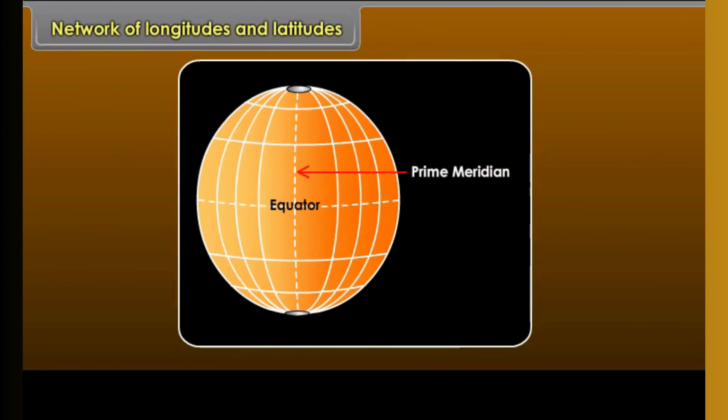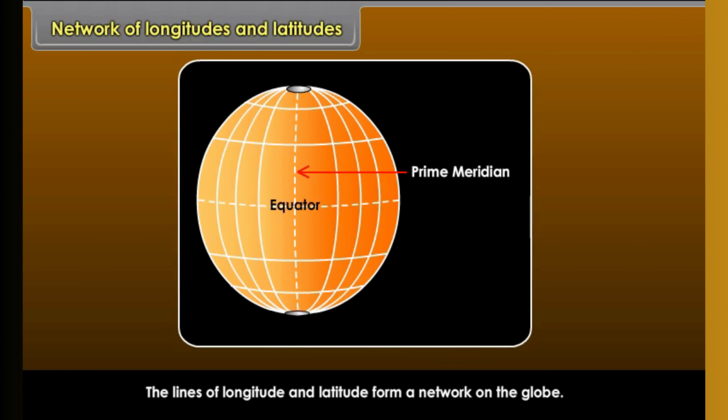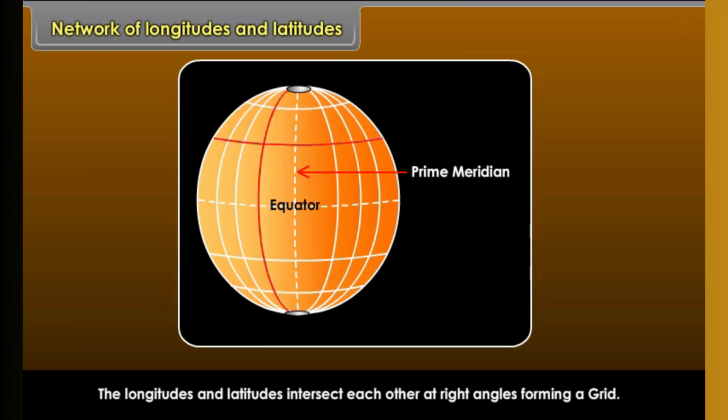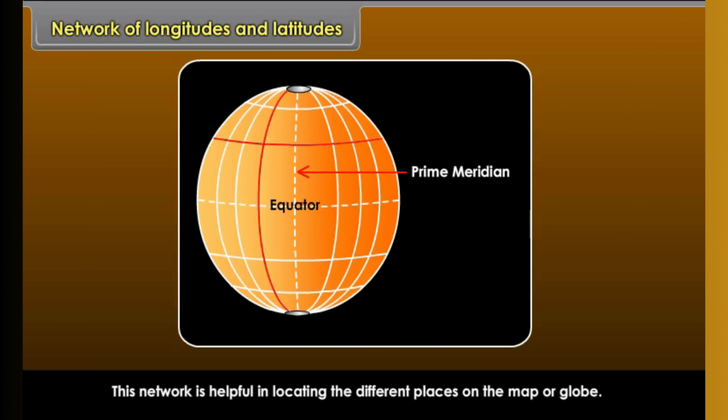network of longitudes and latitudes. The lines of longitude and latitude form a network on the globe. The longitudes and latitudes intersect each other at right angles, forming a grid. This network is helpful in locating the different places on the map or globe.